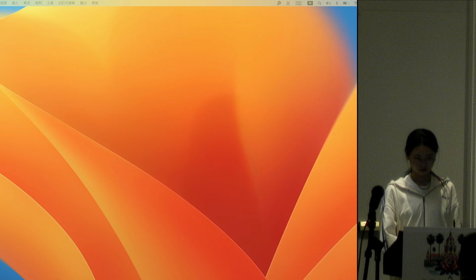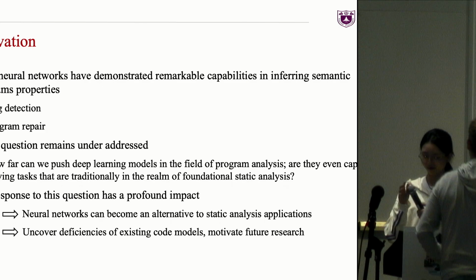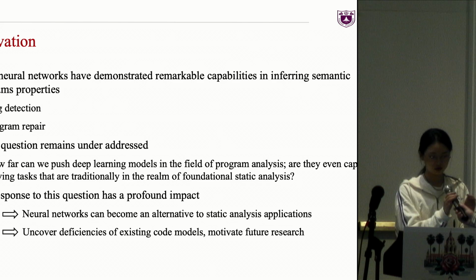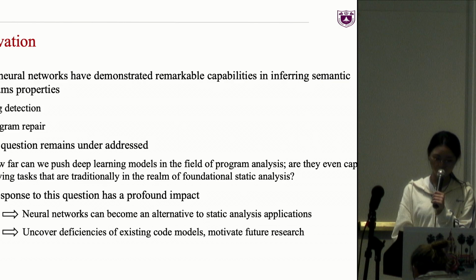Riding on the astounding advancement of deep learning, deep neural networks have demonstrated remarkable capabilities in semantic program properties. For example, bug detection, program repair, code documentation generation, and so on. However, a key question remains under-addressed. That is, how far can we push deep learning models in the field of program analysis? Are they even capable of solving tasks that are traditionally in the realm of foundational static analysis? The response to this question has a profound impact on the programming language community.